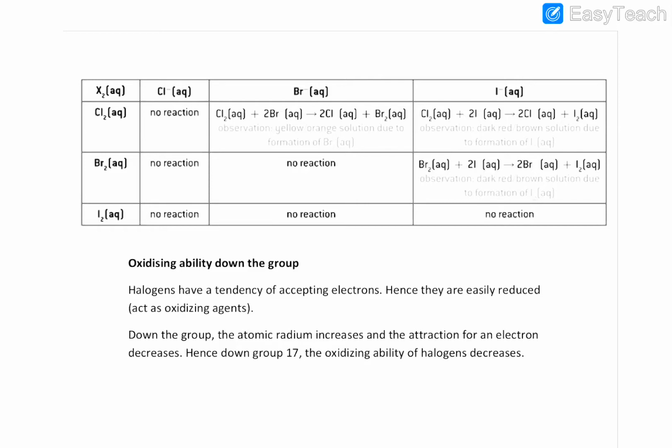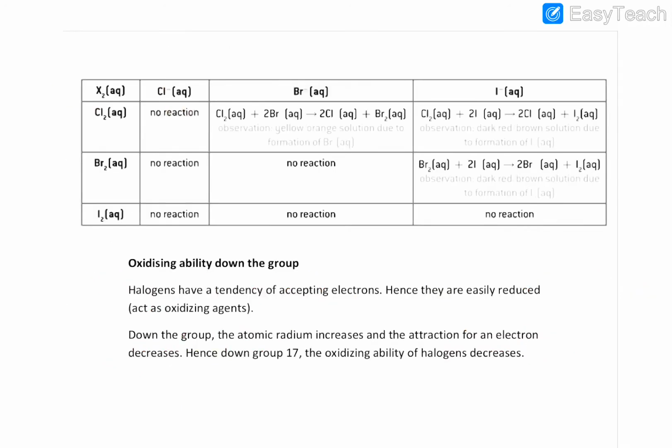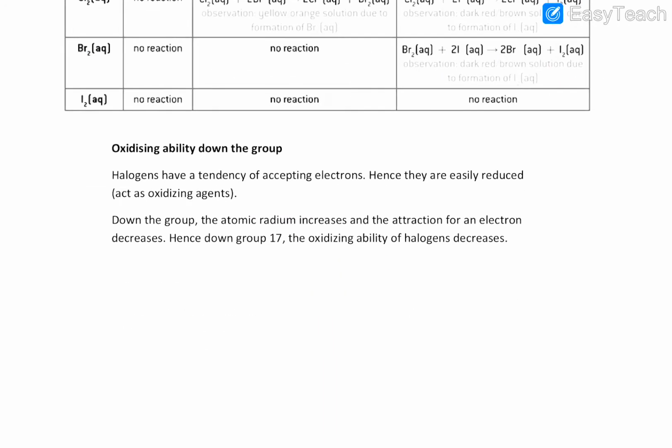So this is what you have, and be careful, this is an aqueous solution for it to be able to displace it. So you need to have one halogen that will react with a halide. So the halogen has to be more reactive than the halide. So make sure you note these down. The color changes are very important.